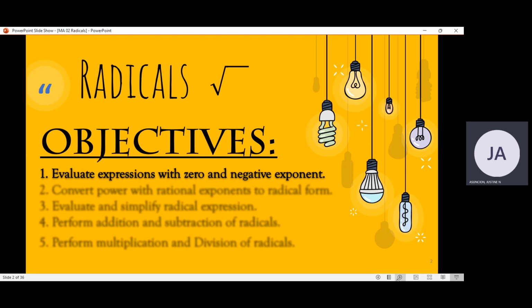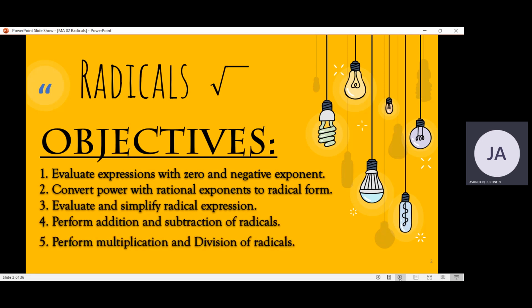So again, here it is. Evaluate expressions with zero and negative exponent. And then convert power with rational exponents to radical form. Evaluate and simplify radical expression. And then perform the operations on radicals.